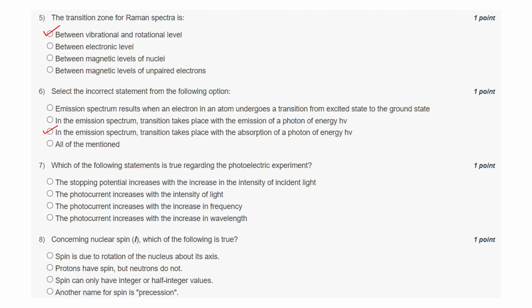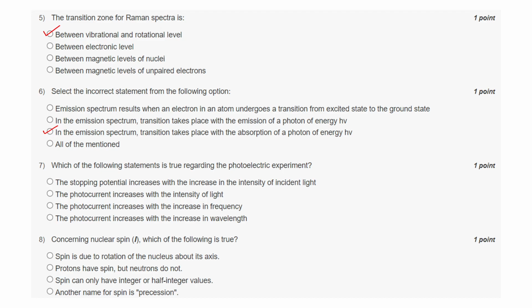What about the second statement? The photocurrent increases with the intensity of light. What about the third one? The photocurrent increases with the increase of frequency. If frequency is increasing, then obviously your energy will increase. And what about the fourth one? The photocurrent increases with the increasing wavelength. If the wavelength is increasing, then the energy is decreasing, right?